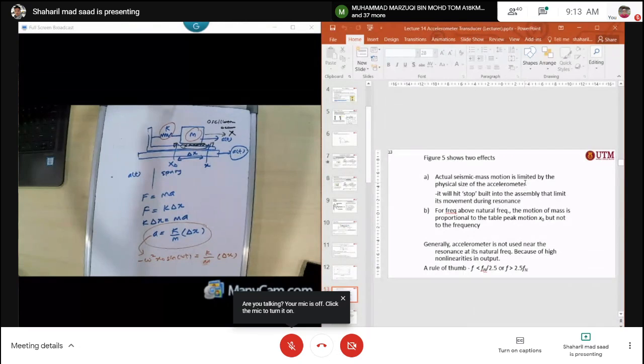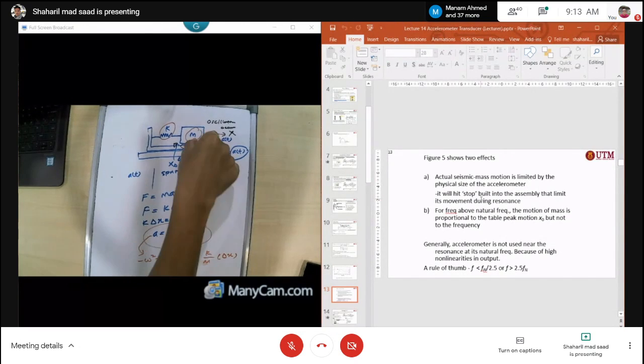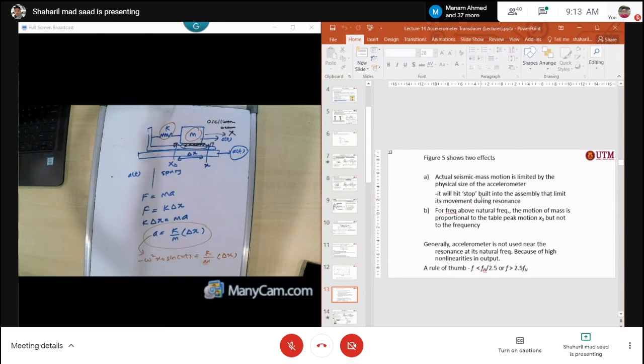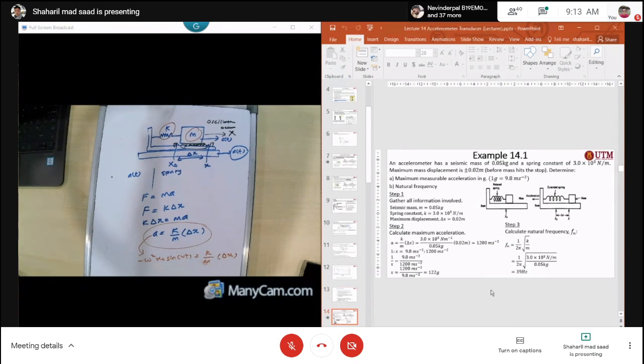Because we want to limit the physical size of the oscillator, so it will hit the stopper there. As a rule of thumb, our frequency needs to be less than the natural frequency divided by 2.5. So this is the rule of thumb. Example 14.1 I think is quite simple.